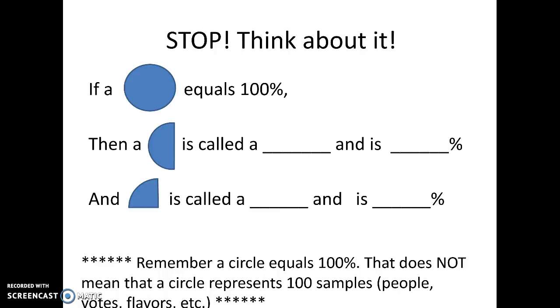So let's stop and think about it. If you're eating a pizza, you eat the whole thing, you eat 100%. Then this next piece is called a half, and that is 50%. And then the next segment is called a quarter, and that is 25%. So remember, though, that a circle equals 100%.